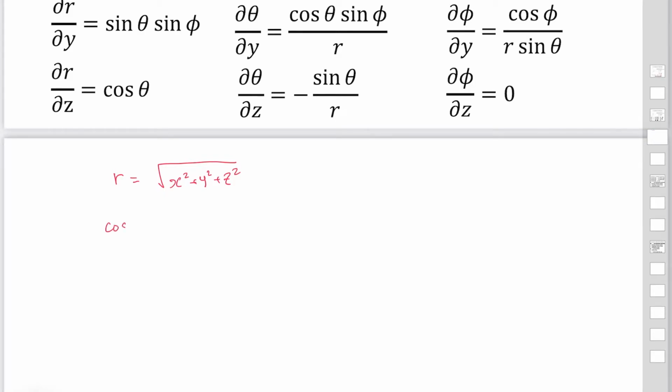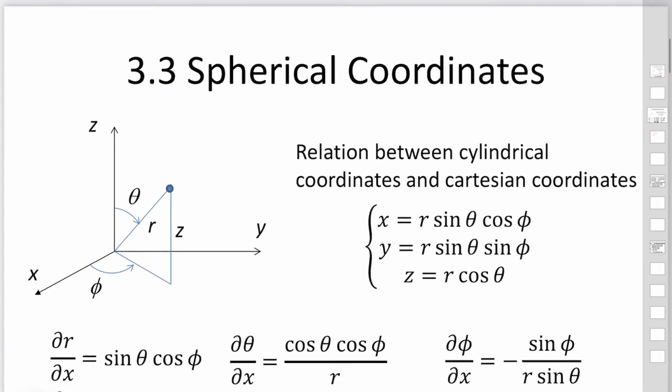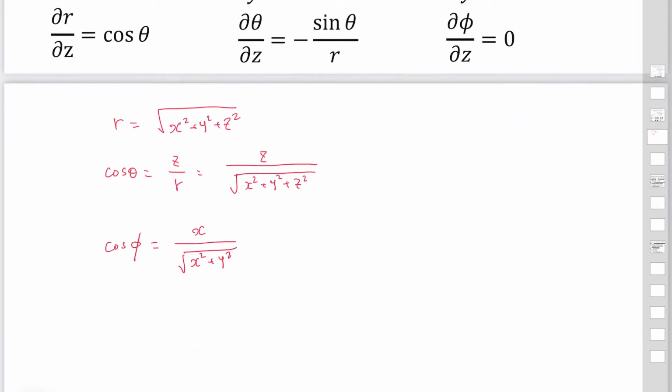And cosine theta is expressed as z over r. So this is equal to z over the square root of x squared plus y squared plus z squared. If you know x, y, z, we can calculate cosine theta. And cosine phi is expressed as x over the square root of x squared plus y squared. If you consider this triangle, this is x, this is y, this is the square root of x squared plus y squared. Then you could calculate cosine phi from x and y.